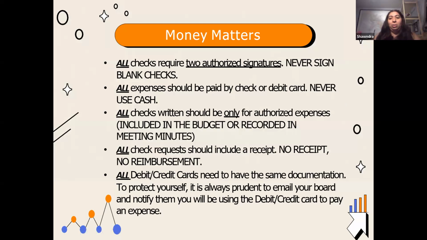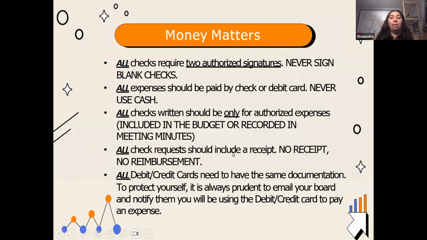So if you have cash, deposit that into your PTA account and then write the check. It's not proper use to use the cash like that. It's better to have the check or debit card, which are going to give you better receipts and trails. All checks written should be only for authorized expenses, included in the budget or recorded in the meeting minutes. So again, that's making sure that you've got everything approved in the budget before you spend money on it.